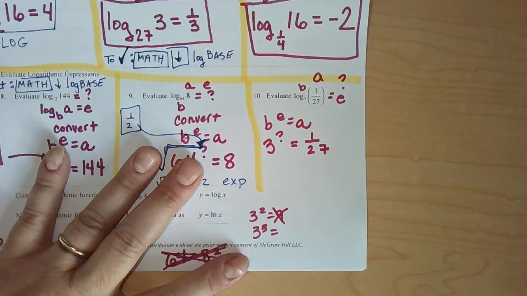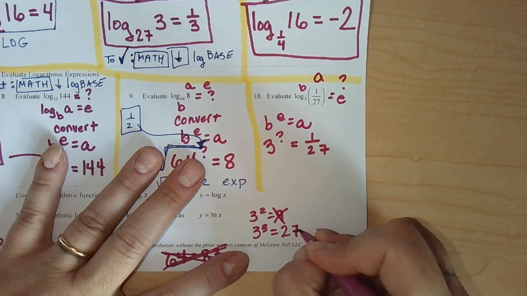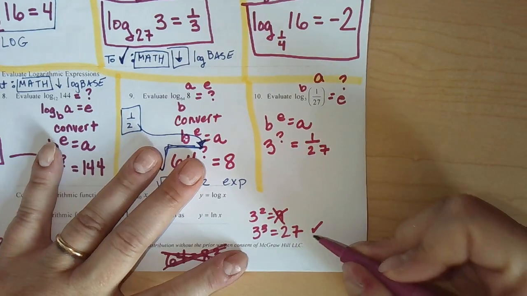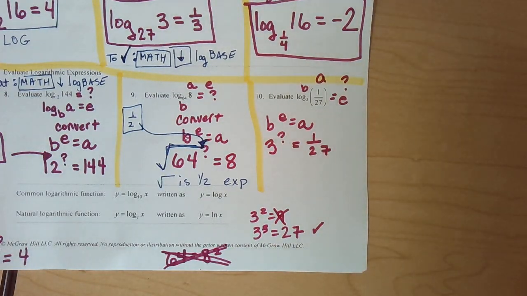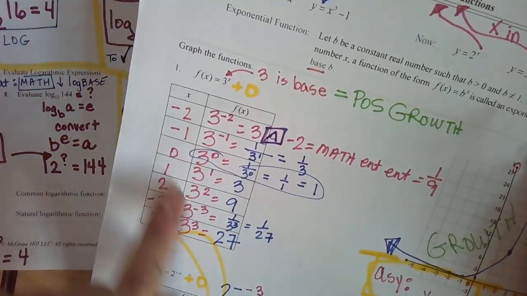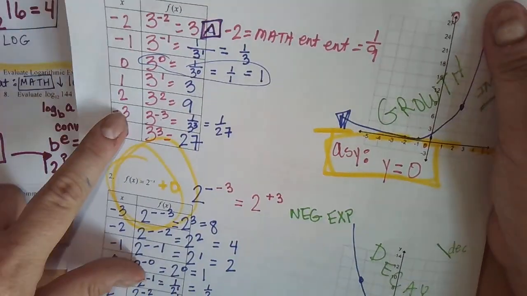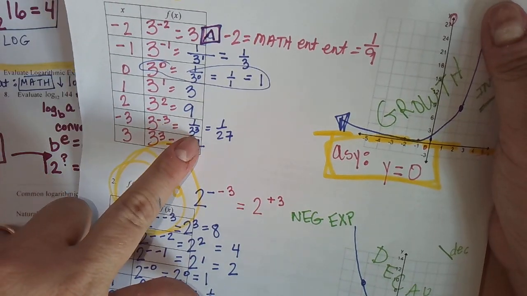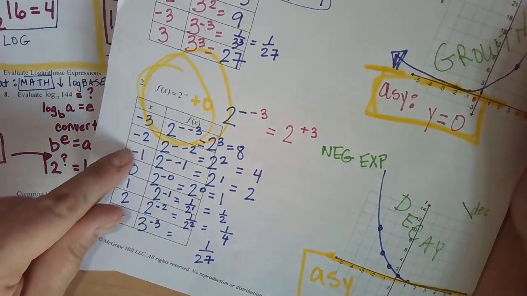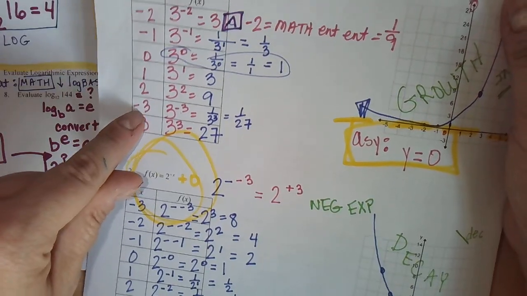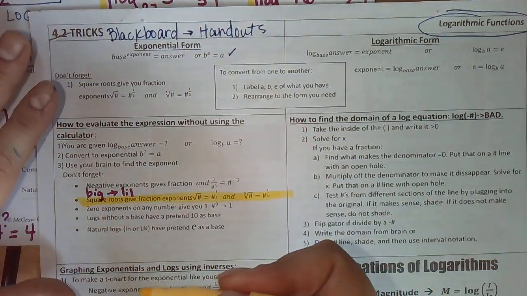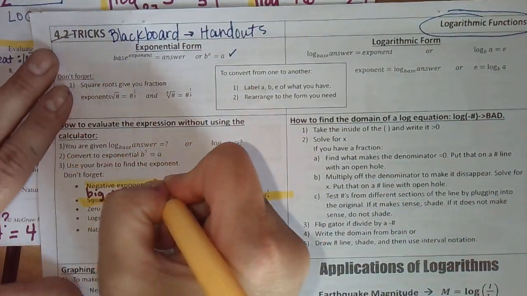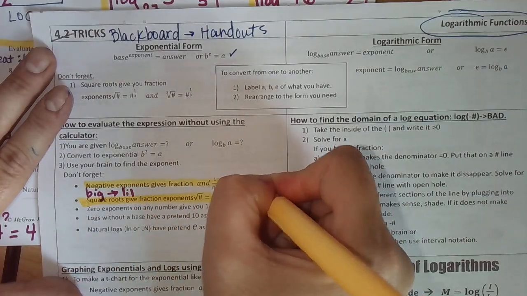Hot dog. Okay, so 3 to the 3 is 27. So I definitely have my 27 number. But how does it go underneath a fraction? Well, remember when we were doing exponentials? Negative exponents sent us underneath a fraction. Oh my goodness. Negative exponents sent us underneath a fraction. Okay. And if we look at our tricks from those college algebra handouts, it says negative exponents give fractions.